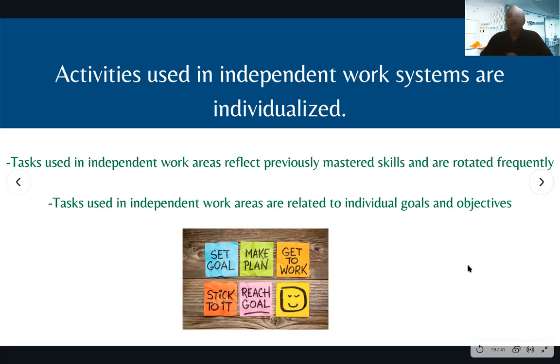So activities used in the independent work systems are individualized. Tasks used in independent work areas reflect previously mastered skills. Like I mentioned, these are skills that the students already have. What you want them to learn from this is how to use the system, not how to complete the activities that you're putting in there. These are for skills that have already been mastered, because we just want them to be able to engage in these activities independently, and they are rotated frequently.